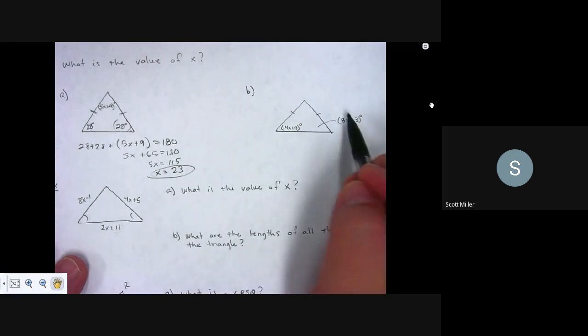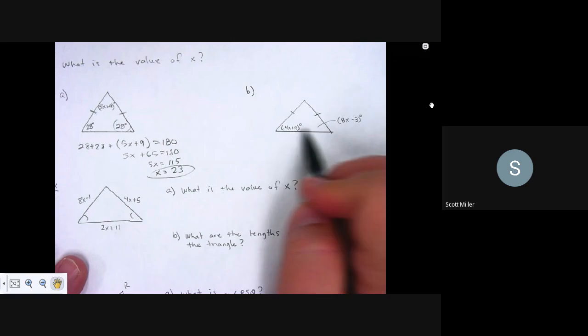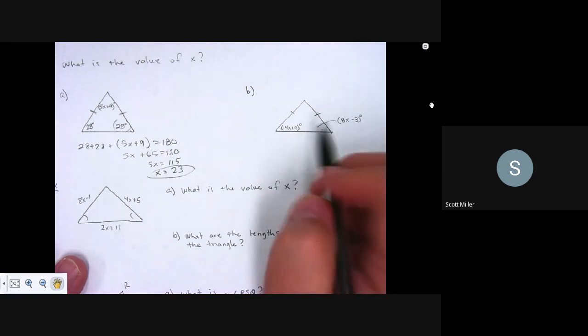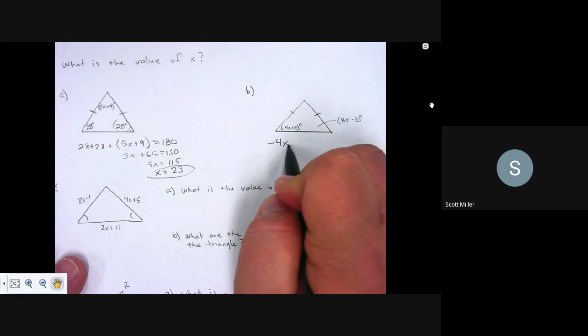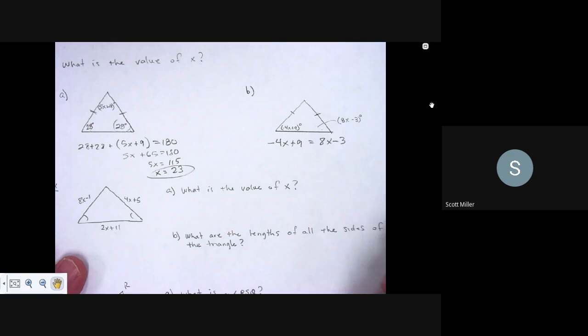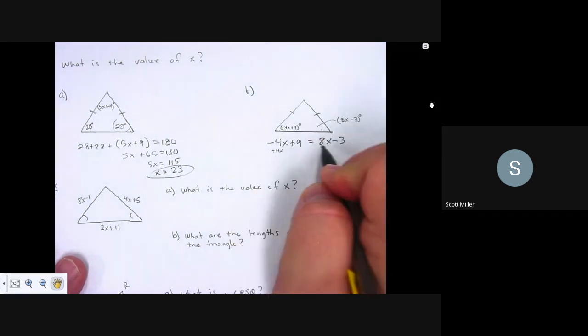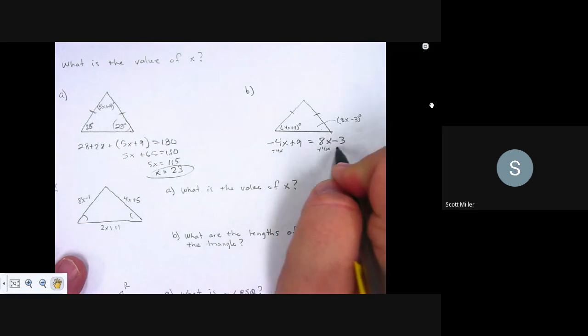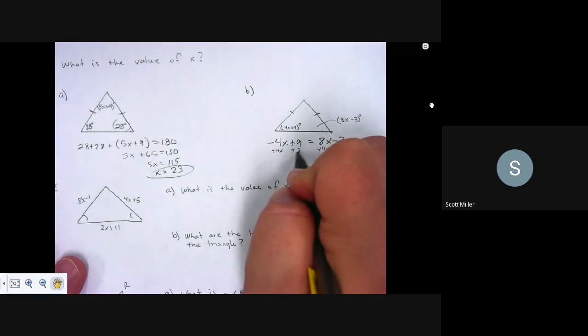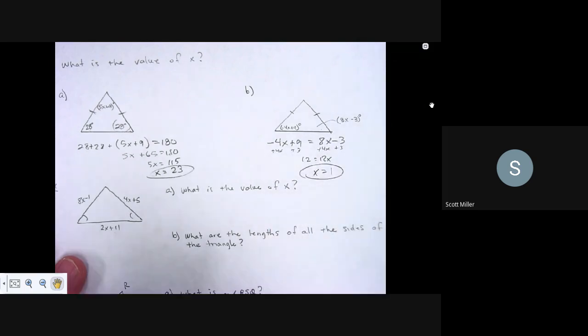In this scenario over here, again, I have these marks indicating that this is going to be an isosceles triangle, which means if that's the case, the base angles must be equal. And so that's how I get my equation from this one. Plus 9 must equal 8x minus 3. And then I can solve this one. Okay? I can add 4x, add 4x, add 3, add 3, and I get 12 equals 12x, and so x equals 1. Okay?